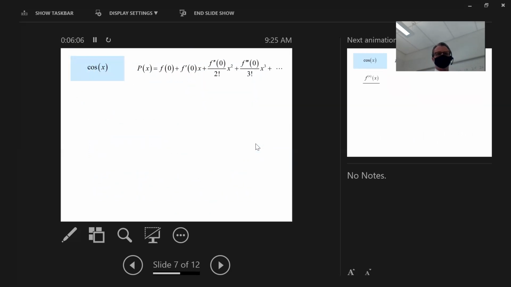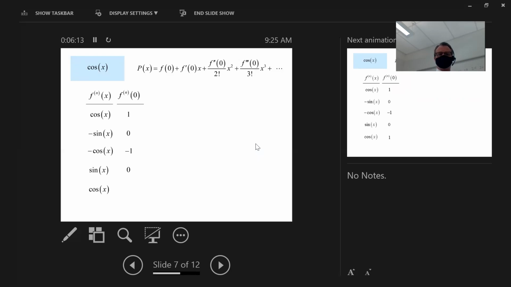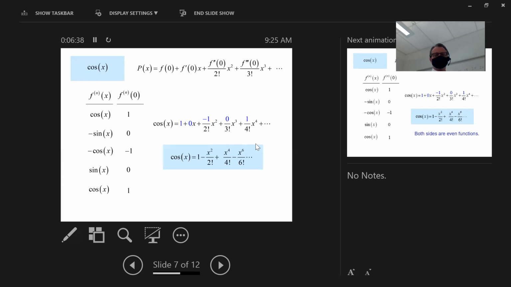So here's cosine. They're going to use the same technique. Cosine, there are the derivatives. Here are the values at 0, which every time for sine and cosine are going to be 4 outputs, and then they're going to repeat themselves. So what did they do? They took these outputs and posted them in blue underneath that. And there's where you get the cosine.